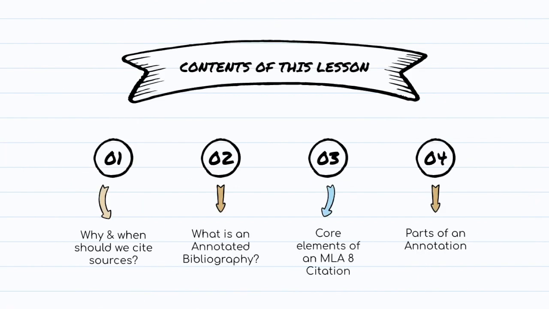Today I'm going to be talking about how to create an annotated bibliography using MLA citation format style. The contents within this lesson are: you will learn why and when we should cite our sources. I'll talk about what an annotated bibliography is. We'll discuss a few of the core elements of an MLA citation, and then we'll discuss parts of an annotation and how to get started with those different parts.